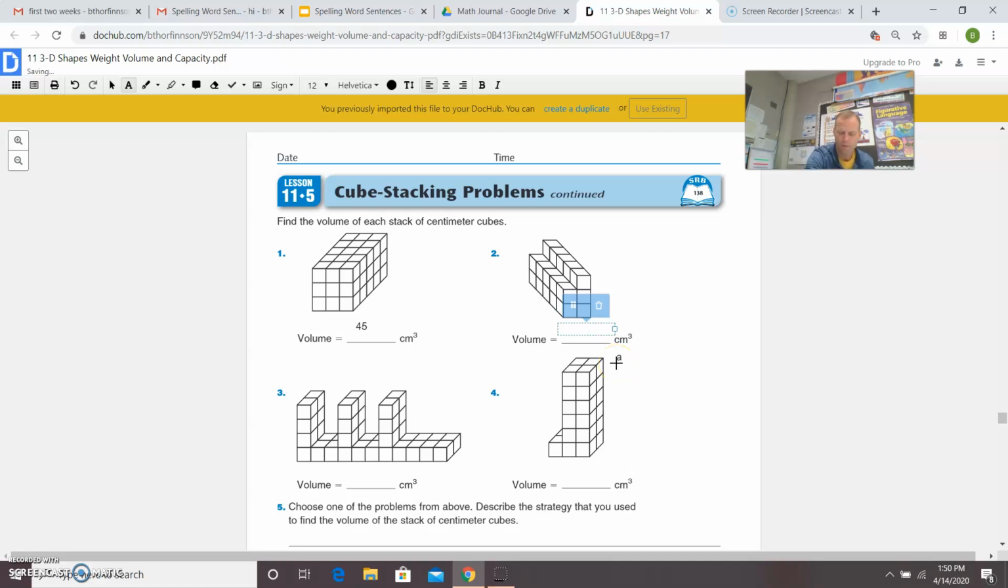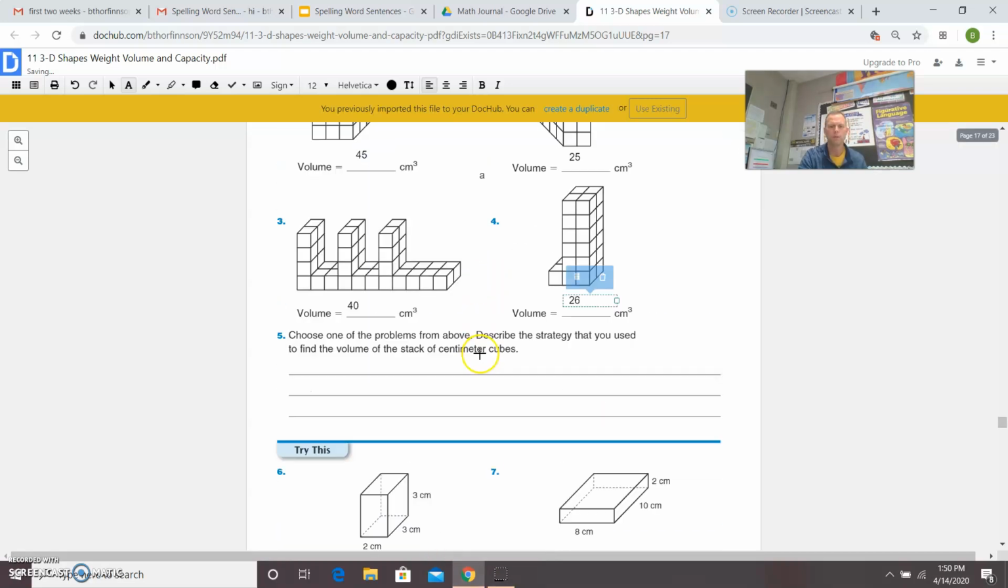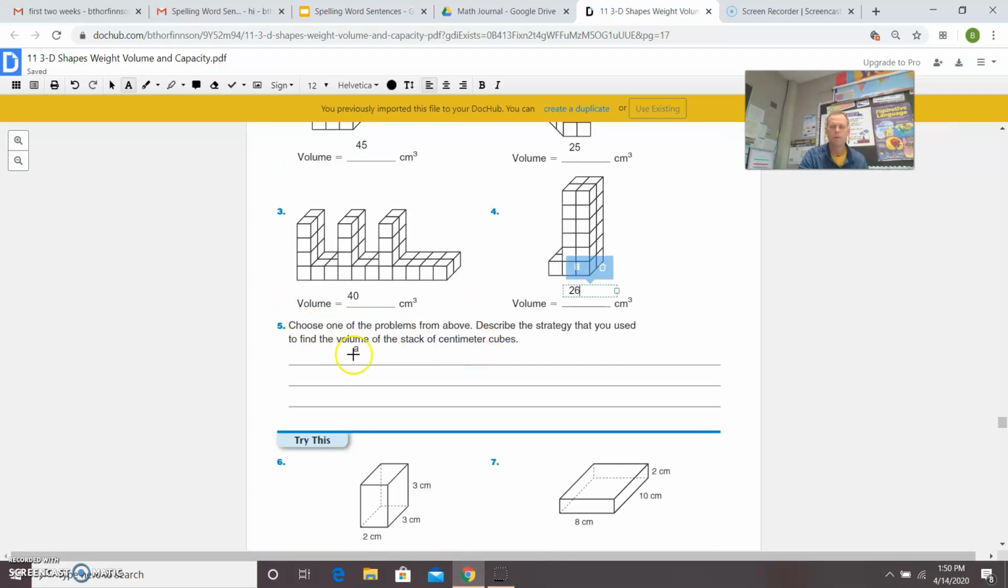This one, when they get irregular like this, probably just counted this one out. But for this one, there were 25 cubes. This one was a little bit goofier. There are 40 total cubes. And the final one, you had 26 cubes in that one. I didn't ask you to do number 5, but many of the strategies, and this is why I wish I had you guys here, because you all developed different strategies. Some of you probably multiplied, some of you did a combination of adding and multiplying, and some of you maybe just counted the whole stack.